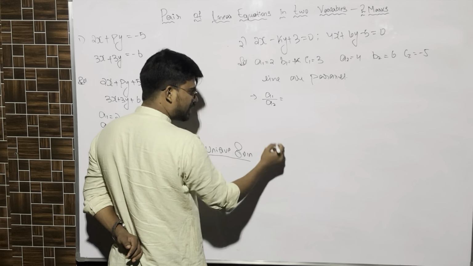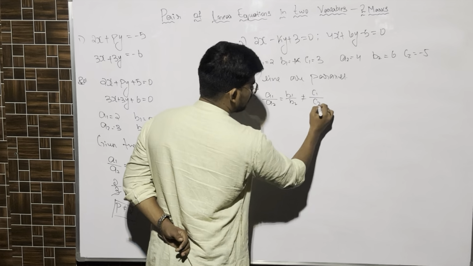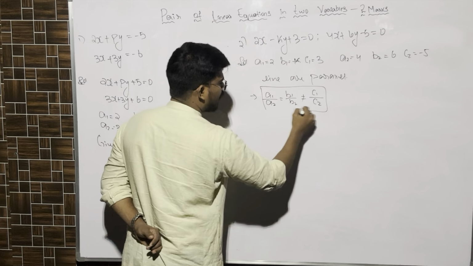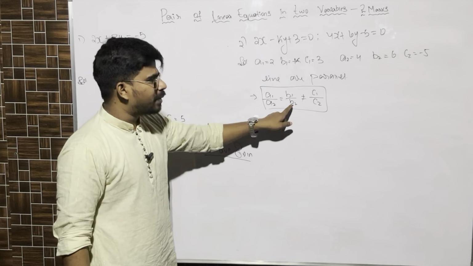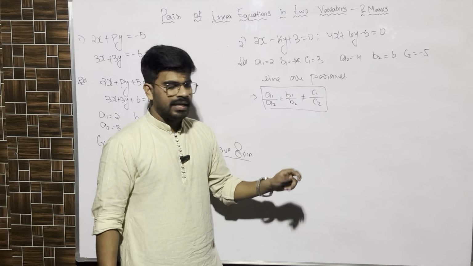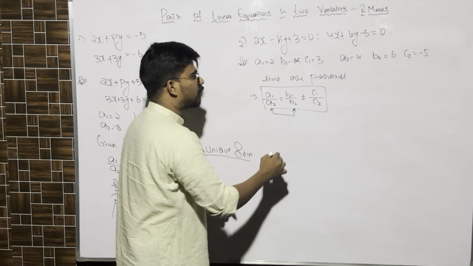A1 by A2 is equal to C1 by C2. This is the condition, right? So we have to find the value of K. K is in B1, so we need not go for C. By A1, A2 and B1, B2 till here, using these two values only, we can find the value of K.